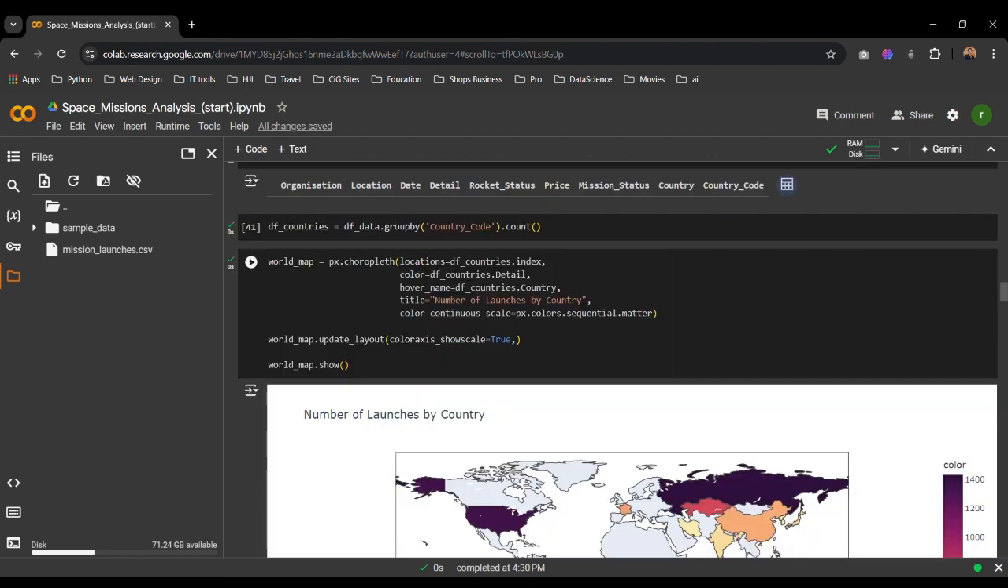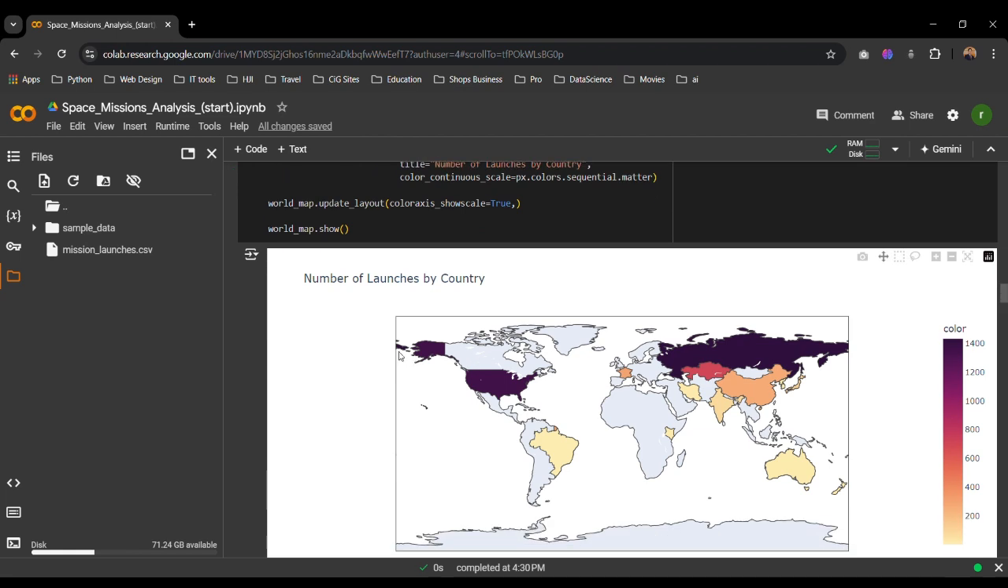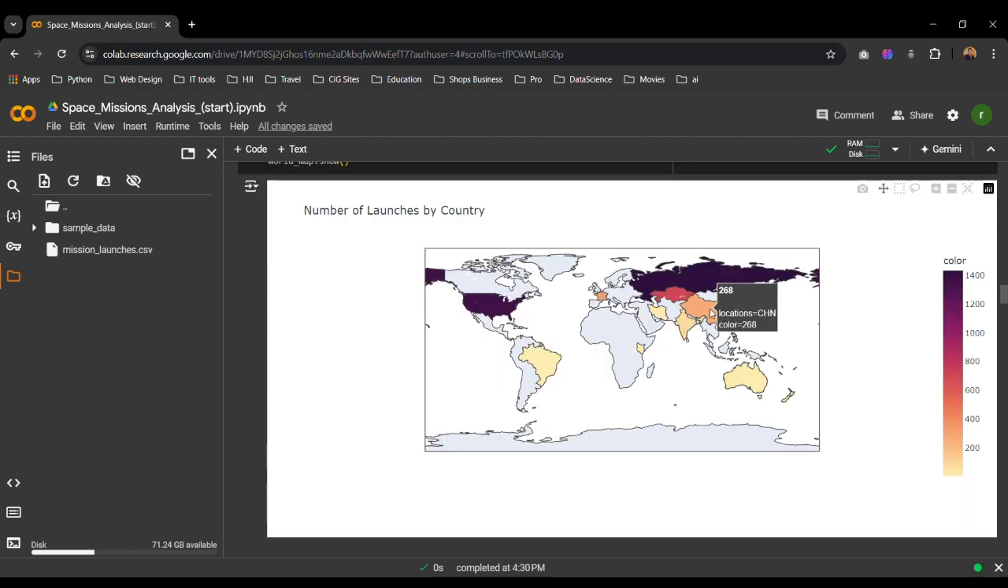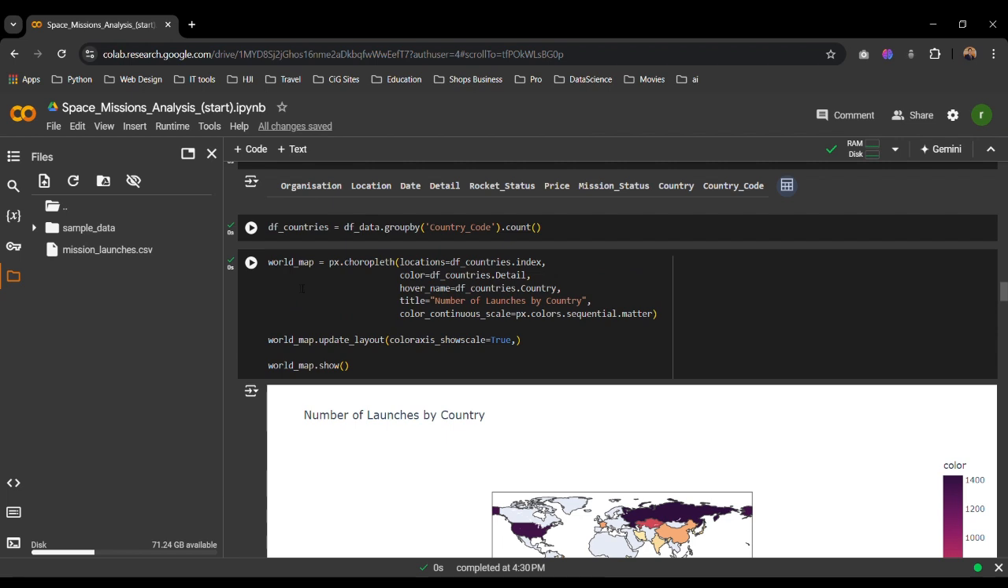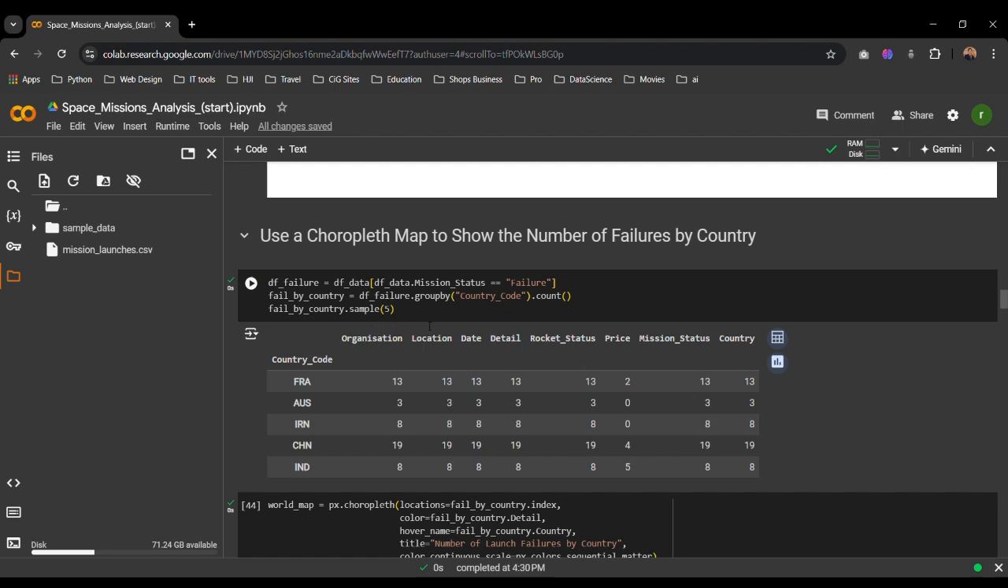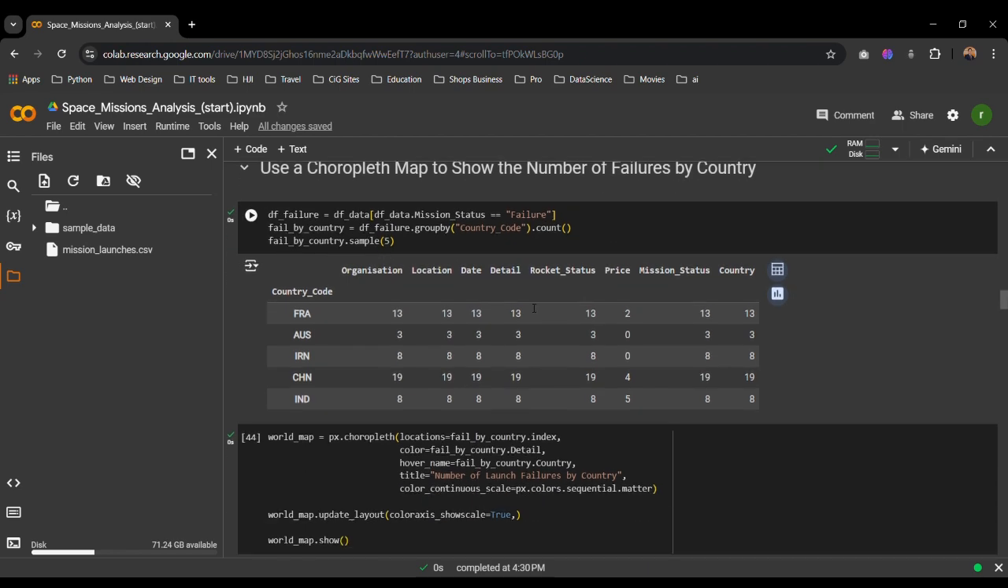The next question is a map to show the number of launches per country. This is the result of the number of launches per country. Okay, guys, so USA has 1,351 total launched rockets, and Russia has 1,434. And actually, guys, we have to include also Kazakhstan as part of the USSR. China has 268. By the way, we use the PX choropleth.